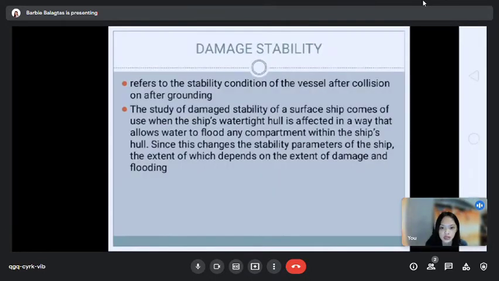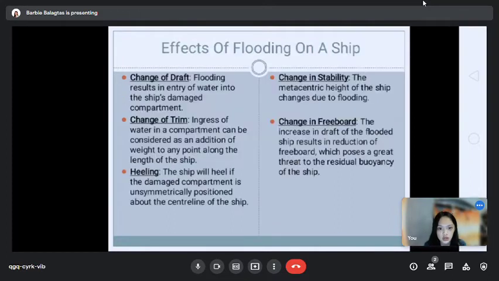Damage stability. It refers to the stability condition of the vessel after collision or after grounding. It is the study of the stability of the surface ship when the ship's watertight hull is affected in a way that allows water to flood any compartment within the ship's hull. Since this changes the stability parameters of the ship, the extent of which depends on the extent of damage and flooding. So we have the effects of flooding on a ship.